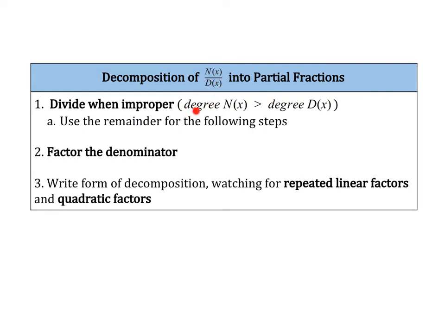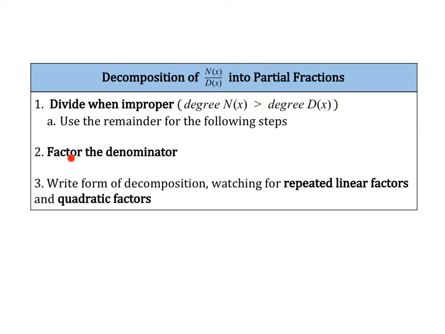If you're creating partial fractions, the first thing you need to check is whether your expression is an improper fraction, meaning the degree of the numerator is bigger than the degree of the denominator. If it is improper, you're going to use polynomial division to create a mixed number, and then you're going to use the remainder, which will be a fraction, for the following steps. This is essentially like taking the fraction 3 over 2, which is improper, and writing it as 1 and 1/2 as a mixed number.